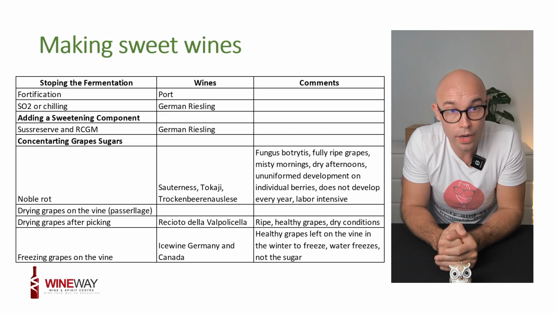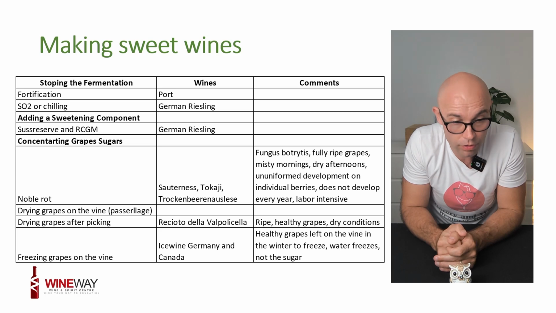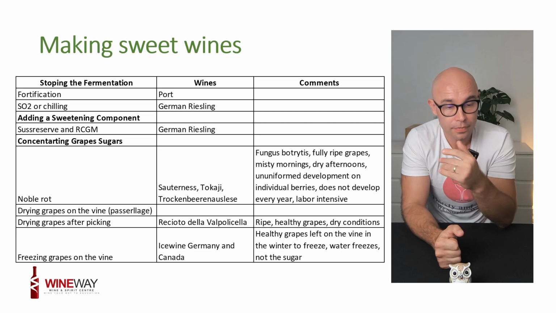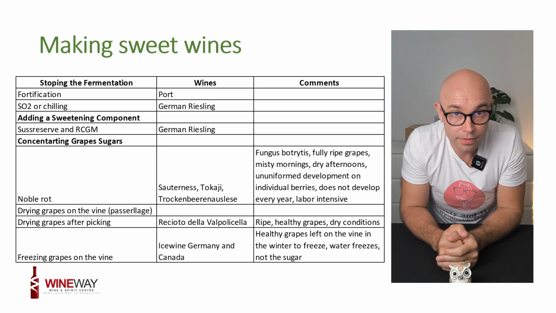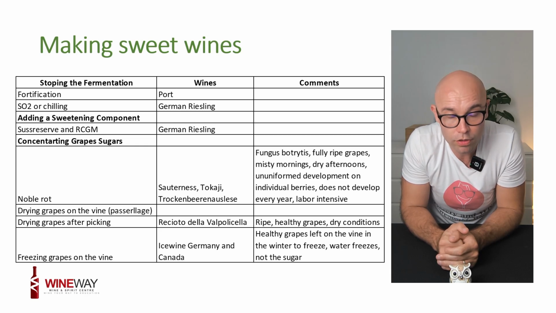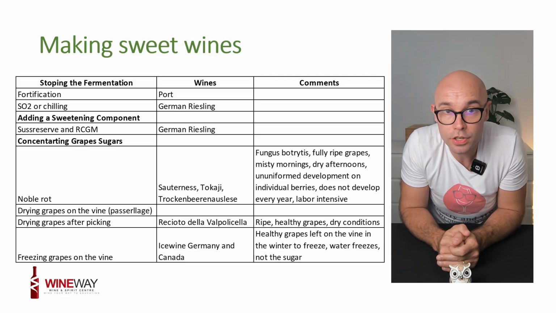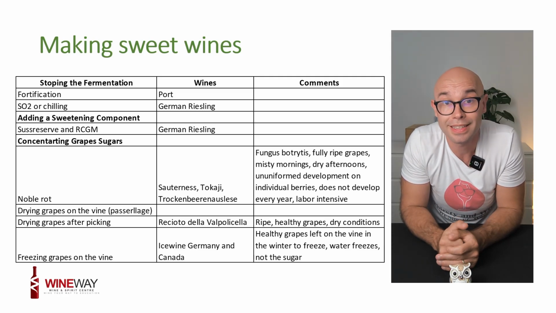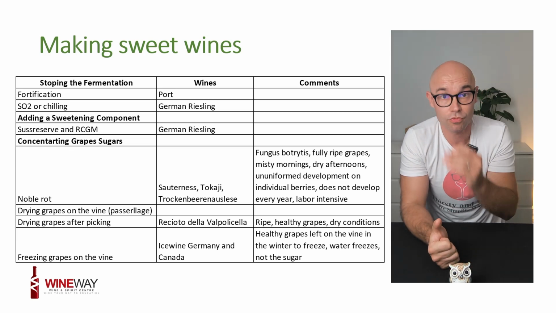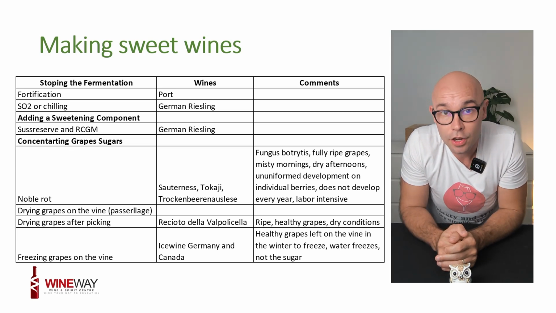So the 4 ways to produce highly concentrated grapes with sugars are noble rot, drying grapes on the vine, which is called passerillage, drying the grapes after picking, and freezing the grapes on the vine. So we explained this more in previous videos for factors in the vineyard that are affecting the styles of wine. So noble rot, it's a fungus that needs special conditions in the vineyard in order to develop. First of all, it needs ripe grapes. It needs to have high humidity in the morning for the rot to develop.